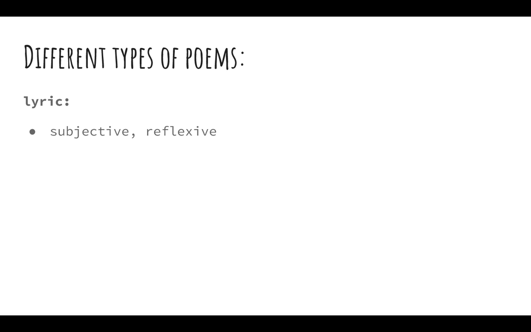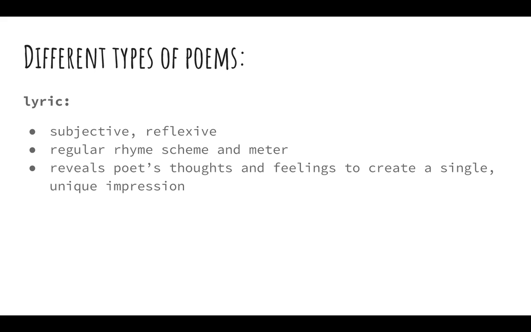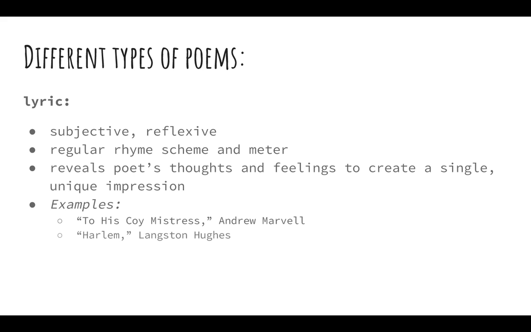This is where something is subjective and maybe a little bit reflective of the author itself. It will typically have a regular rhyme scheme and meter. And it shows what the poet is thinking and feeling, to have a very solid impression of what's going on at the time.